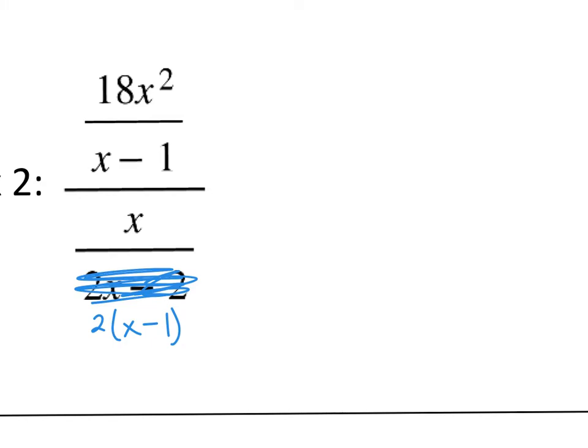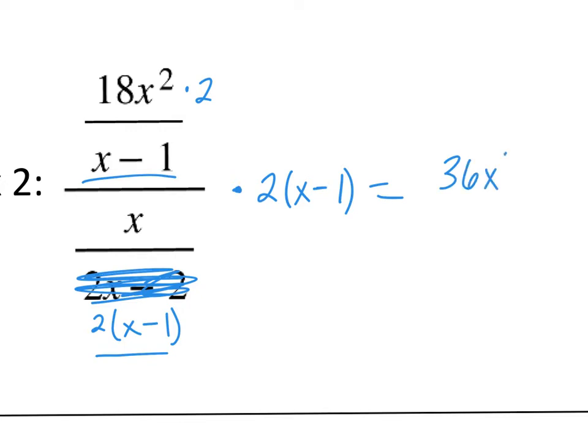Okay, so now looking at those two denominators, x minus 1 and 2 times x minus 1, what is a common denominator? 2 times x minus 1. Good. So now we see what we have left here. Starting with just the top, 2 times x minus 1 divided by x minus 1 is just 2, right? That's the only thing left. So I multiply that on top. 18x squared times 2 is 36x squared.